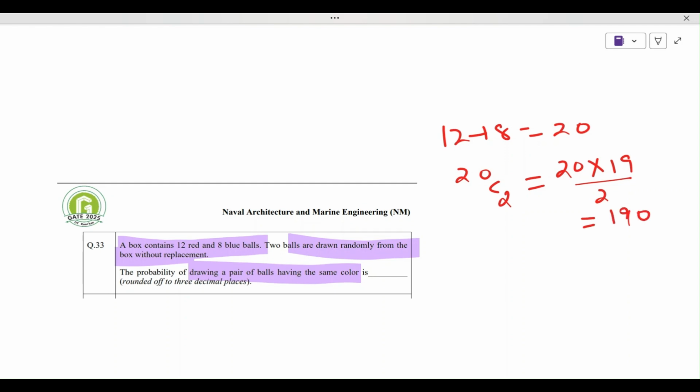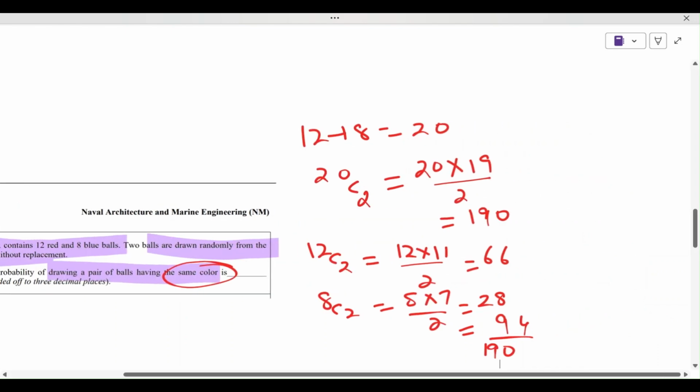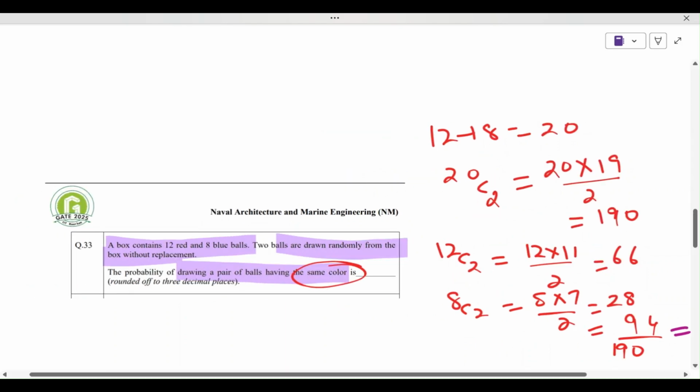Now, what is the favorable? Means same color. We have to choose same color. So red, red, or blue, blue. So 12C2. So it is 12 into 11 by 2, that is 66. Then 8C2, 8 into 7 by 2, that is 28. And the sum of favorable outcomes is 94. So 94 divided by 190, your correct answer is 0.495.